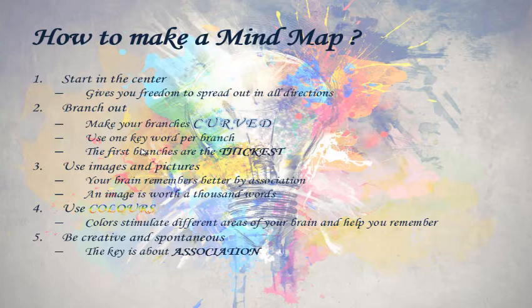And this is point number 3. We want to use images and pictures because your brain remembers better by association, which is the point that we have discussed before. And as we said, an image is worth 1,000 words. We will also want to use colors, again, to stimulate our brain. And we want to be creative and spontaneous because the key is about association.